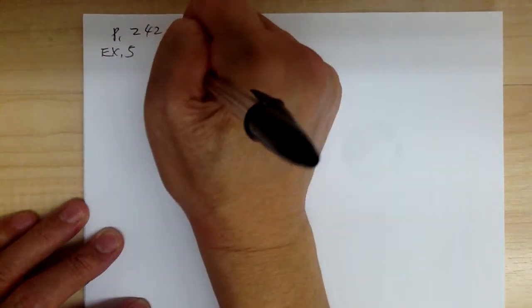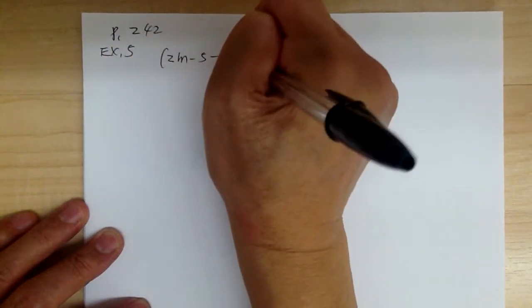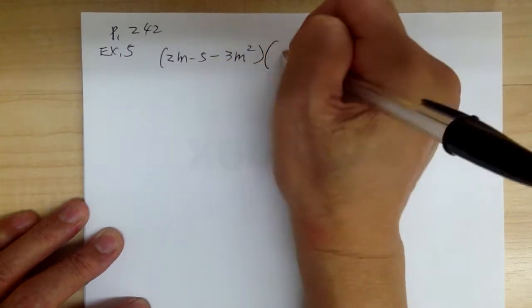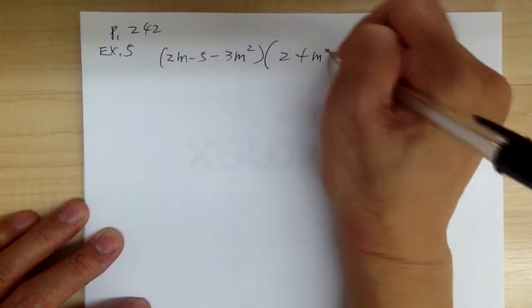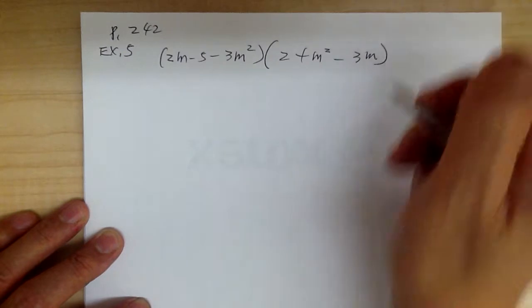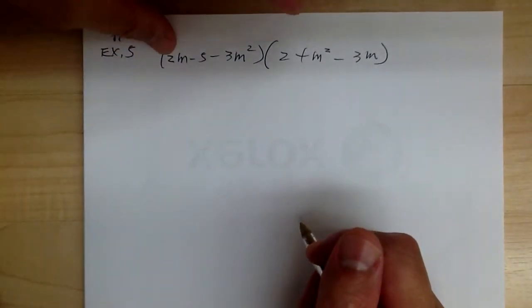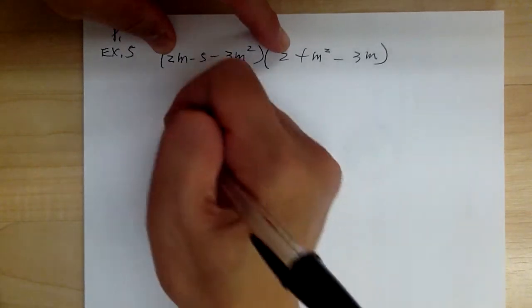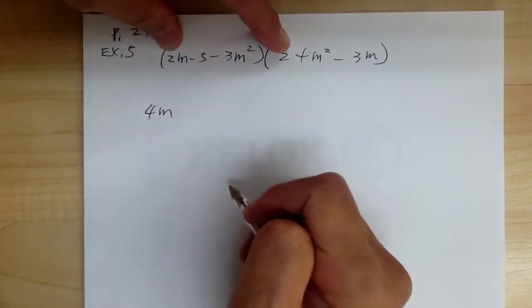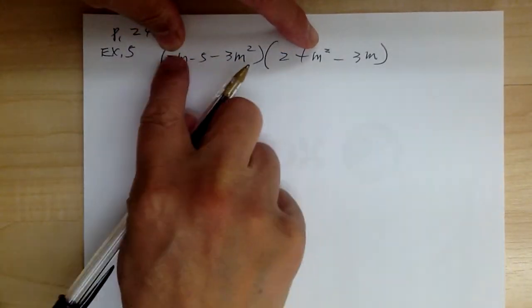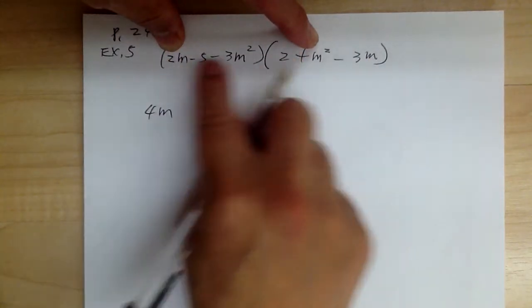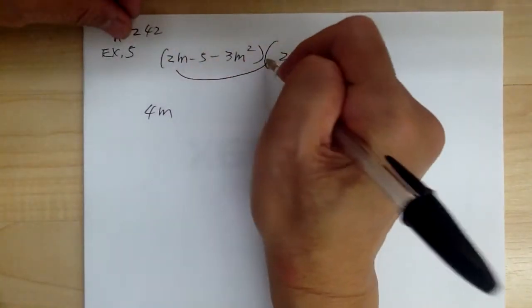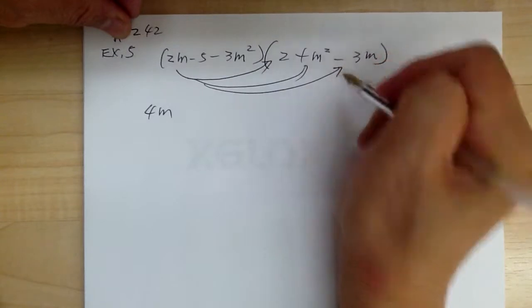You got 2m minus 5 minus 3m squared times 2 plus m squared minus 3m. Okay, so I'm going to just use a finger. I'm not going to draw the things anymore. So this times that will give me 4m, right? Then go to the next one. Again, keep this one. You have to use this one. Multiply. So you have to multiply, right?